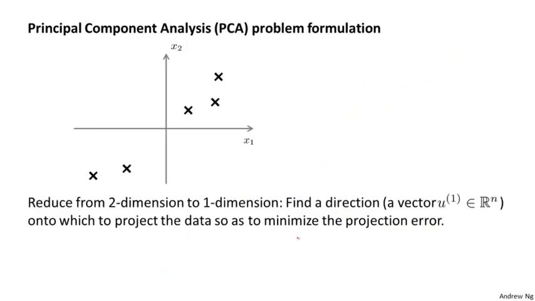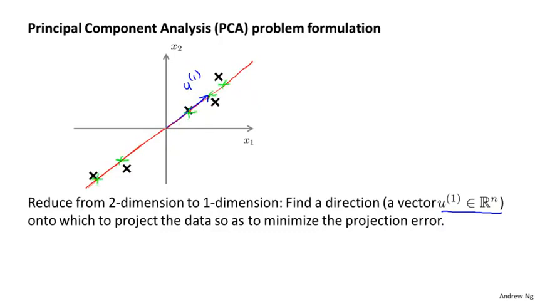Let's write out the PCA problem a little more formally. The goal of PCA, if we want to reduce data from two-dimensional to one-dimensional, is to find a vector u1, which is going to be in Rn, so that would be R2 in this case. I'm going to find the direction onto which to project the data so as to minimize the projection error. So in this example, I'm hoping that PCA will find this vector, which I'm going to call u1, so that when I project the data onto the line that I define by extending out this vector, I end up with pretty small reconstruction errors. I end up with data that looks like this.